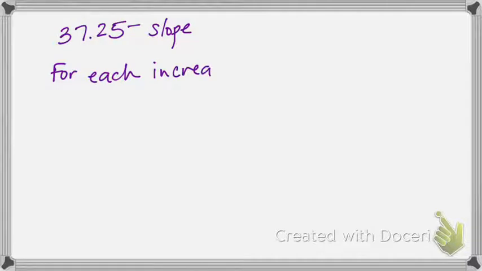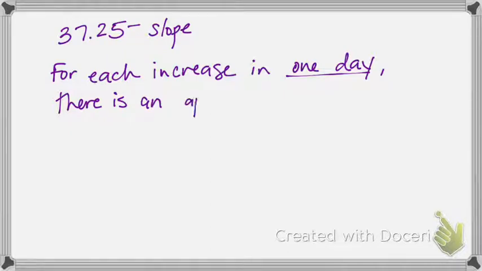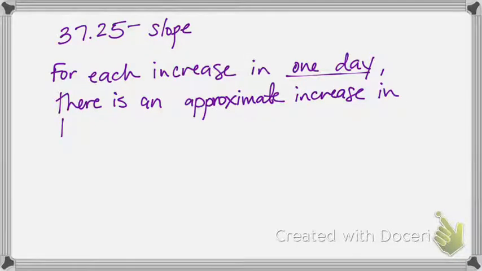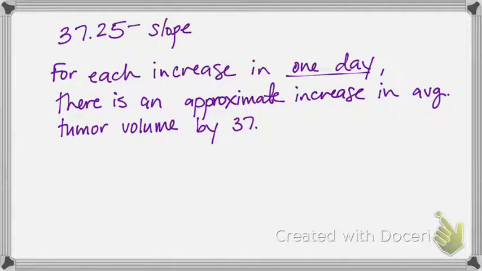For each increase in, what is 1 unit of X in context? For 1 day. So, for each increase in 1 day, there is an approximate increase in my Y, so in tumor volume, average tumor volume, by 37.25, and then is it millimeters cubed? I think that's it.